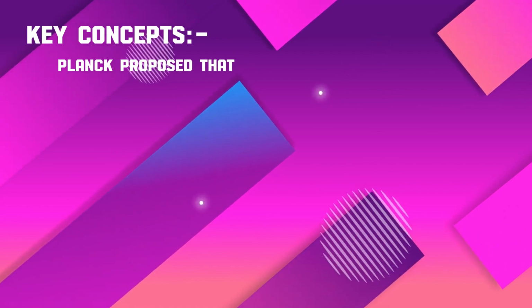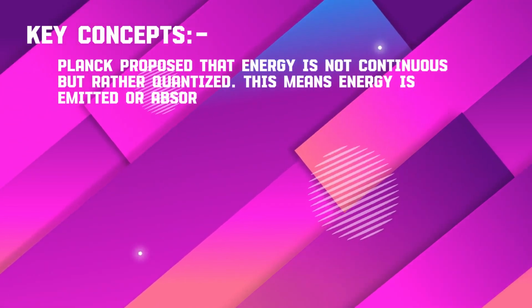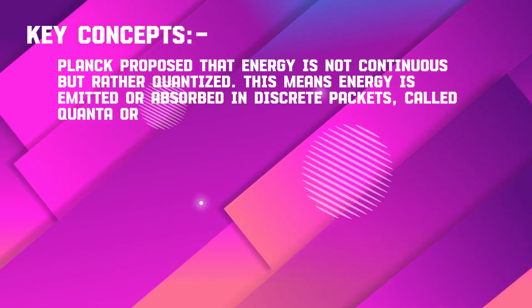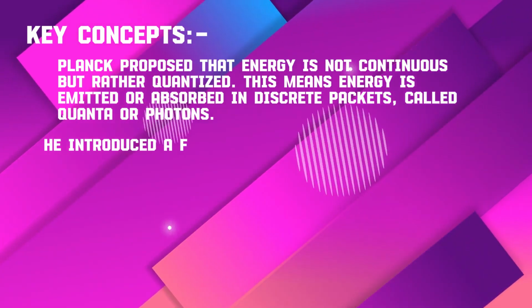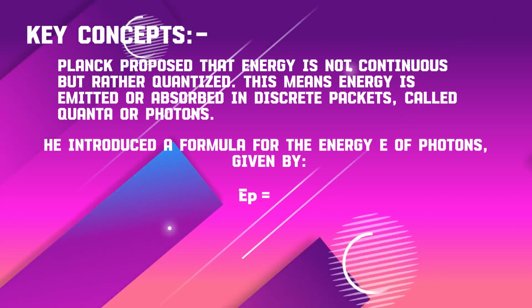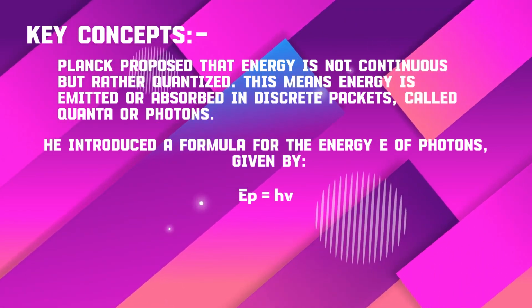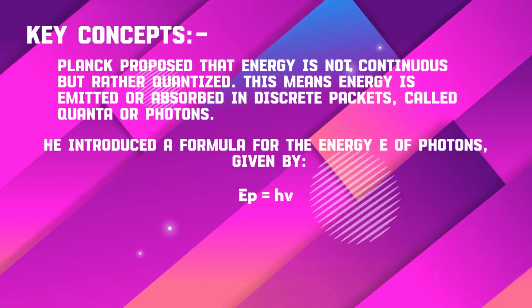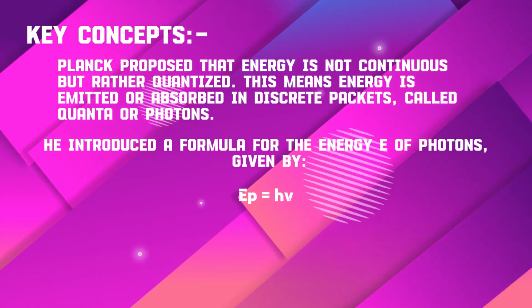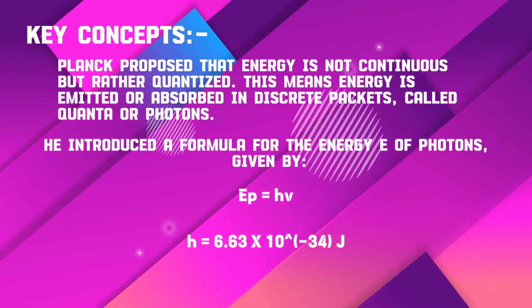Planck proposed that energy is not continuous but rather quantized. This means energy is emitted or absorbed in discrete packets, called quanta or photons. He introduced a formula for the energy E of photons: E = hν, the energy of a photon equals Planck's constant times frequency, where E is the energy of the photon, ν is the frequency of the radiation, and h is Planck's constant, and the value is approximately 6.63 × 10^-34 joule-seconds.